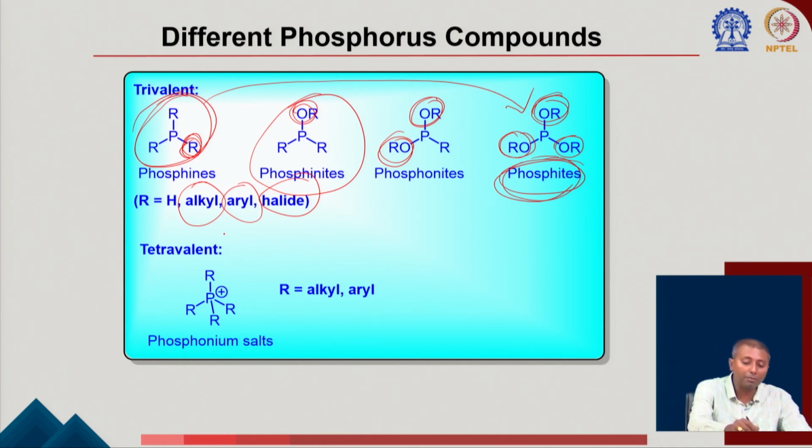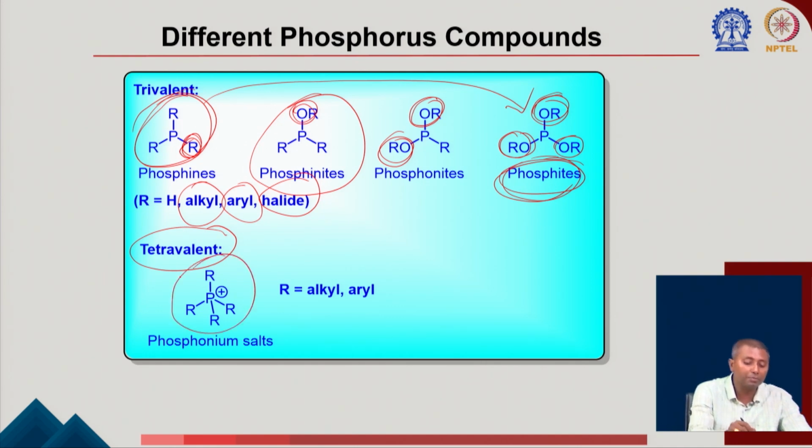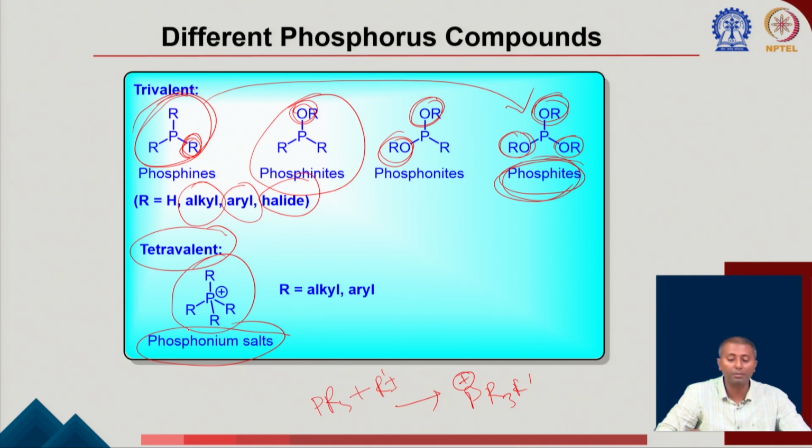And then we are going to talk about some of the tetravalent ones. So we talked about trivalent. Now we are going to talk about tetravalent. Then the phosphonium salts. Phosphines can also participate very nicely in the SN2 reaction with an alkyl iodide. What is going to happen? You end up getting R3P+R', so we call these phosphonium salts. We are going to talk about some of these also.